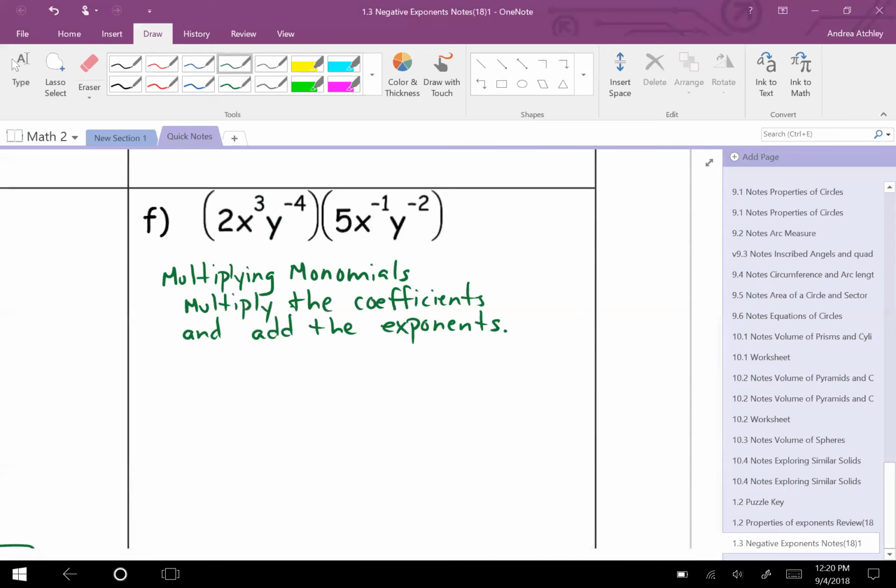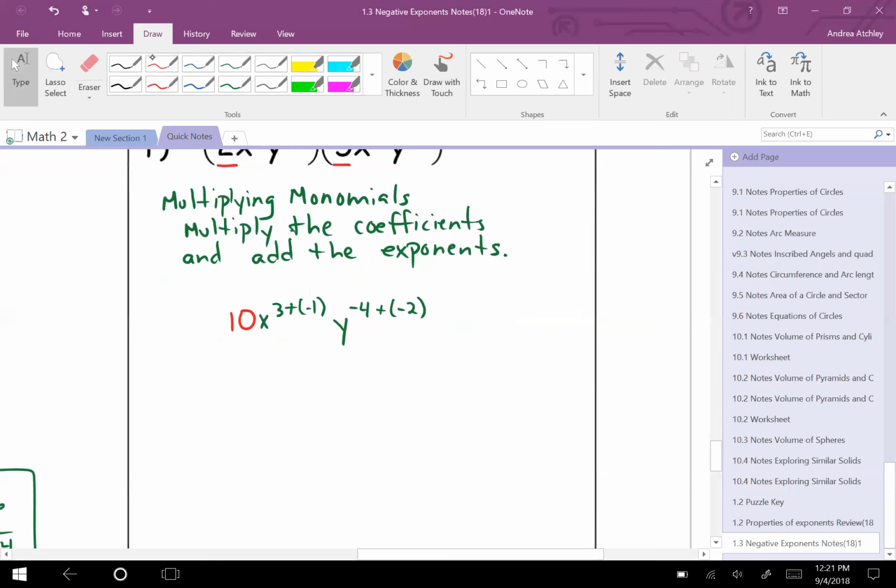So we're going to do 2 times 5 is 10. And then we're going to have x to the 3 plus negative 1. And y to the negative 4 plus negative 2. So we're going to get 10. 3 plus a negative, that's subtraction, they're opposite signs. So that gives me x squared. And y, negative 4, negative 2 is negative 6.